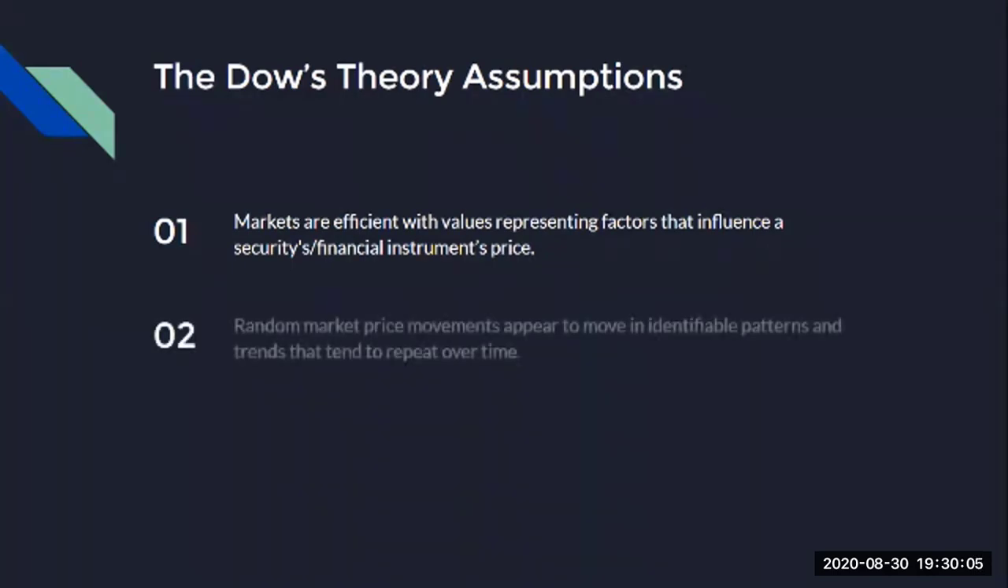The second assumption is that random market movements appear to move in identifiable patterns. You understand? So, let's use gold, for example. It moves up today, comes down tomorrow, but those price movements are not just random. If you look at the history of gold, maybe over 1 year, 5 years, or 10 years, you can see there's actually an identifiable pattern. And you begin to see trends that tend to repeat themselves over time.